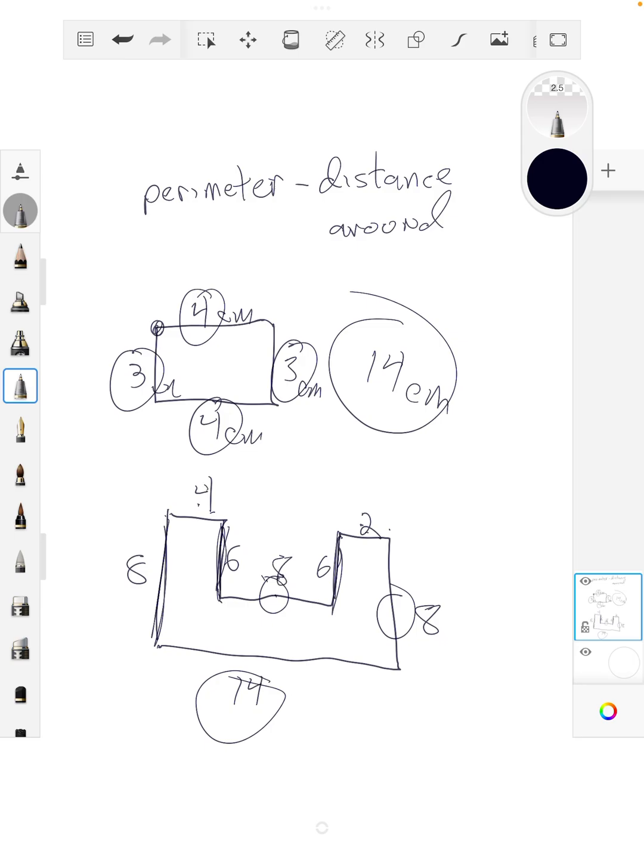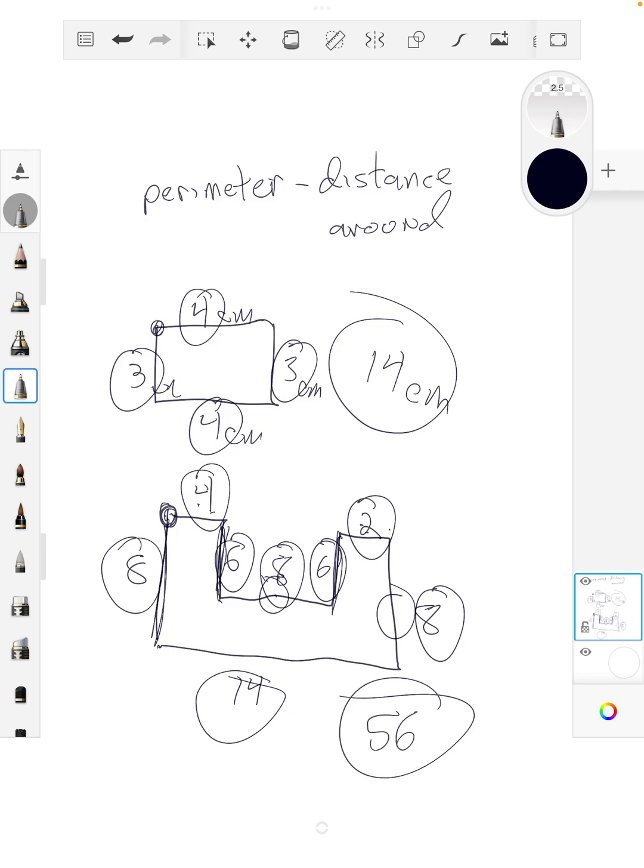So now if I want to know the perimeter, I can say, okay, 4 plus 6 is 10, plus 8 is 18, plus 6 is 24, plus 2 is 26, plus 8 is 34, plus 14 is 48, plus 8 more is 56. And that's the answer. So you have to kind of logic your way to find the missing pieces and then just work it.